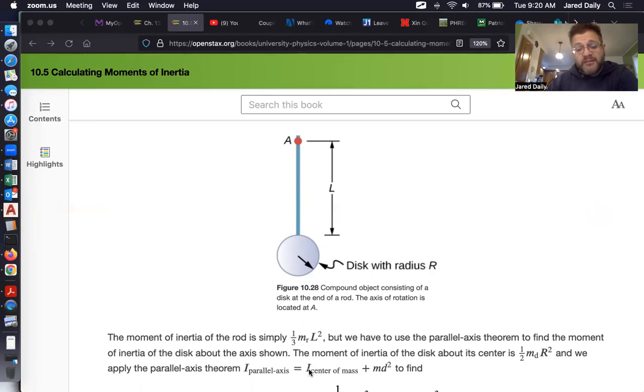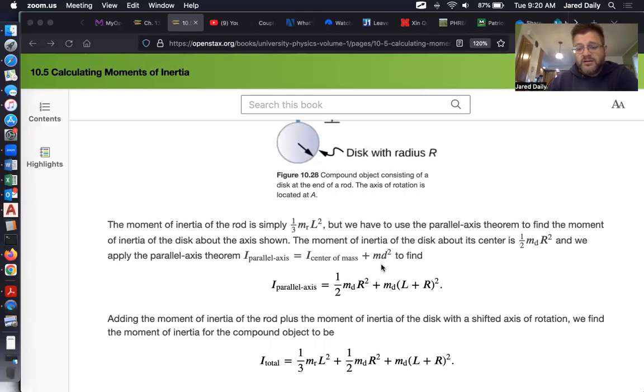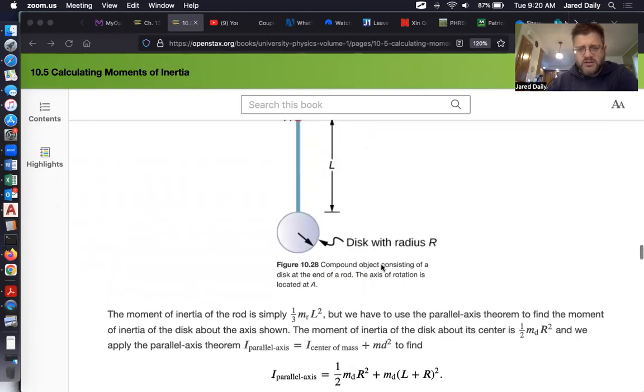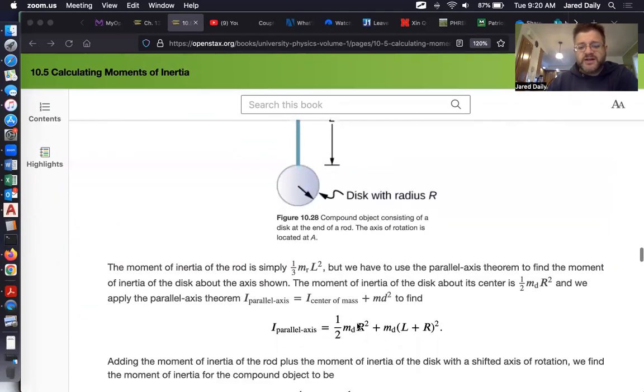So this one would just be m times r squared, or m times the distance to here squared, which would be L plus the radius of this disk. And then we add to that the moment of inertia of this disk around its center, right? They're actually doing it the other way around. So the first one is the center of mass one. So that one is 1/2 times the mass of the disk times the radius of this squared. So that's taking the moment of inertia of the disk if it was rotating around its own center of mass.